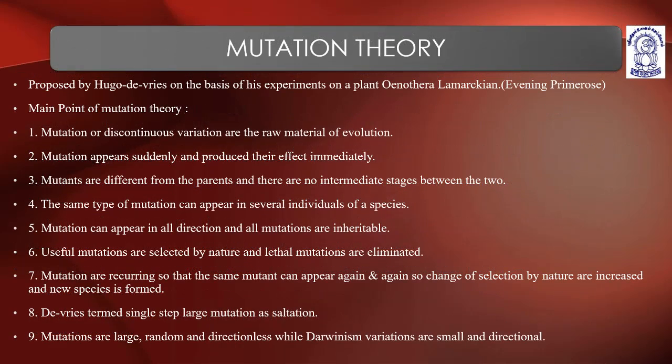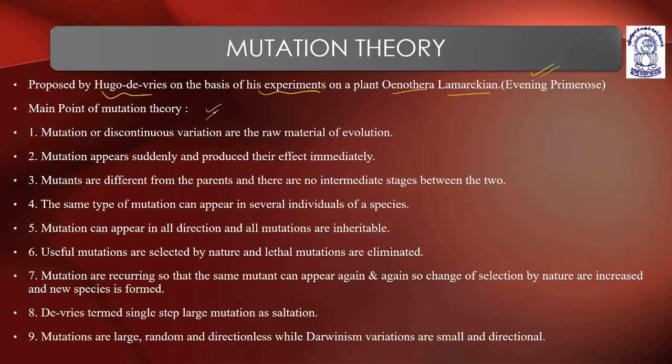Now moving to the next, the mutational theory. It was proposed by Hugo de Vries on the basis of his experiments on the plant Oenothera lamarckiana, the evening primrose. Oenothera lamarckiana, commonly known as the evening primrose, was the experimental tool of Hugo de Vries.